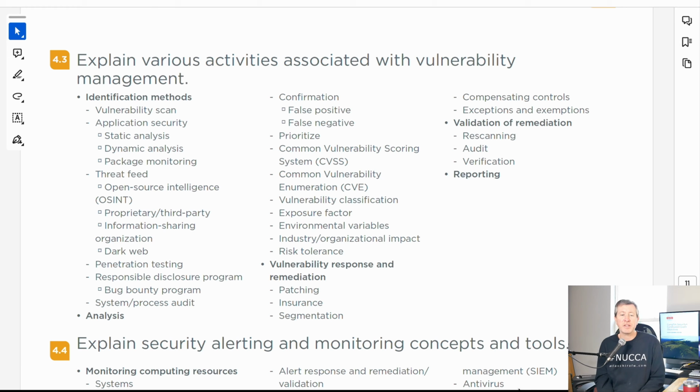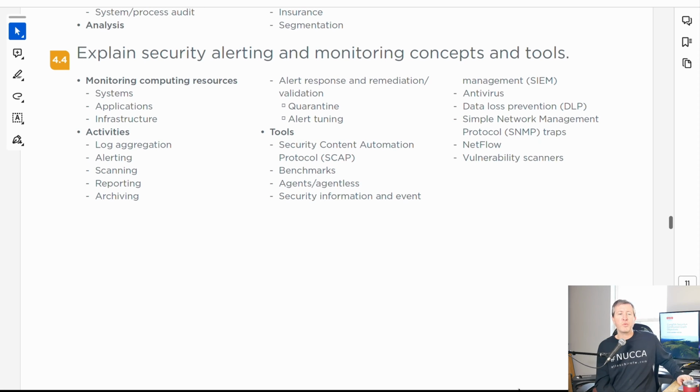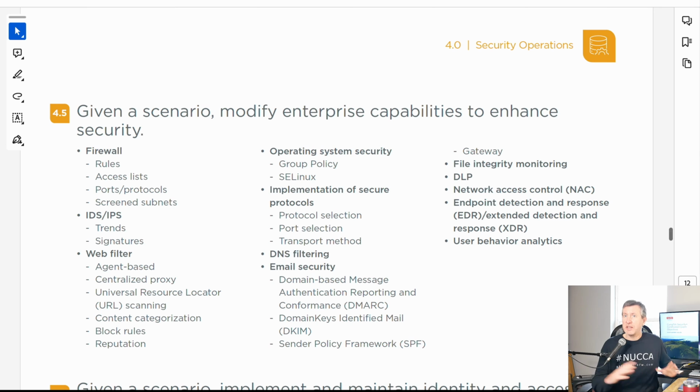Moving into subdomain 4.4, we look at explaining security alerting and monitoring concepts and tools with everything from SIEM systems, the Security Information and Event Management, to DLP or data loss prevention systems, or SNMP systems, the Simple Network Management Protocol systems. So there's a lot of different tools that you can use to monitor and observe the various different resources in your organization. So remember that this is the 28% domain here, so there's going to be a few more subdomains here.